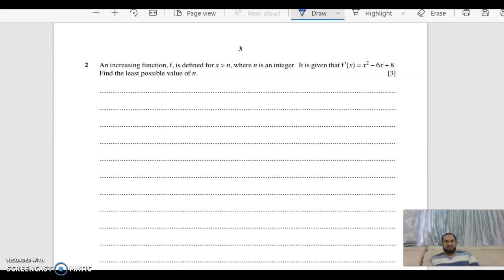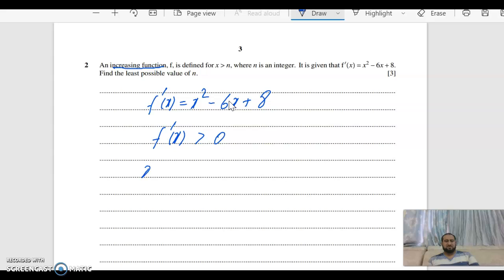This question says an increasing function f is defined for x greater than n, where n is an integer, and it is given that f dash of x is equal to x squared minus 6x plus 8. Find the least possible value of n. Since it is an increasing function, as I remember, the first derivative needs to be greater than 0.